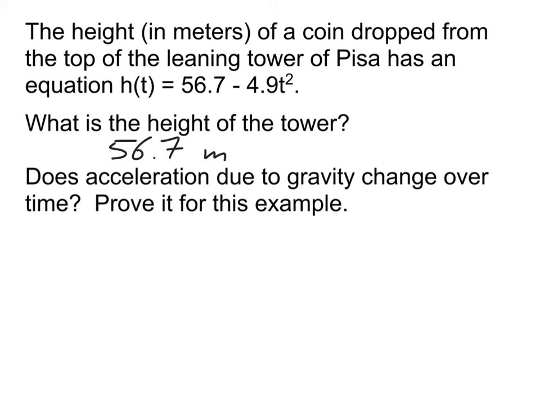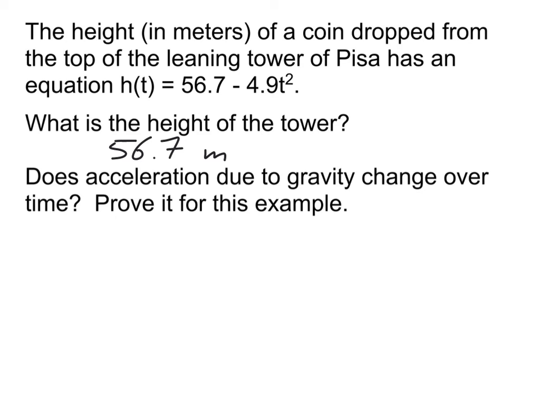Now, how do we know that? Well, if you took physics, you might just be used to the structure of these types of equations. But if you didn't, you could always think about, well, if it was dropped, that means that the height is how tall it was when it was first dropped. In other words, when t was 0, how high was it? And you can see there, if I plug 0 in for t, I get 56.7.